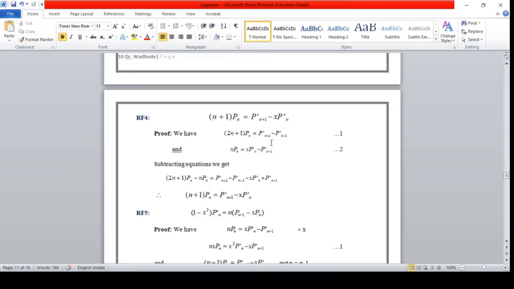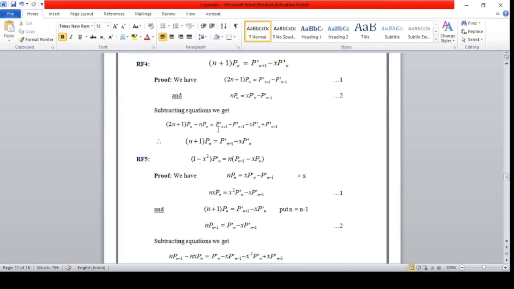Subtract equation number 1 and 2. So here twice n plus 1 Pn minus n Pn is equal to P dash n plus 1 minus x P dash n minus P dash n minus 1 minus x P dash n plus P dash n plus 1, and after solving we get this result, n plus 1 Pn is equal to P dash n plus 1 minus x P dash n. This is the fourth recurrence formula.